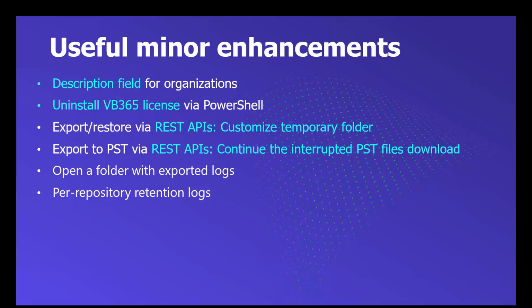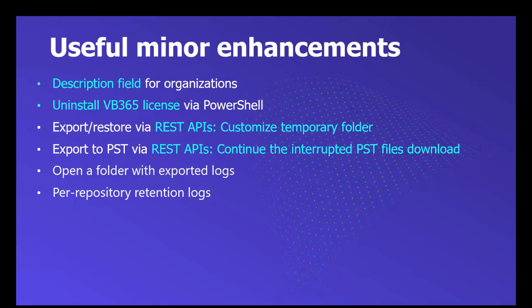Uninstalling the VB365 license via PowerShell, that's to uninstall a license from a server, which comes in handy for migration scenarios between servers. These are also interesting. The REST API for temporary folders, which is great for large environments. So if you have a temporary folder that grows too much and could overload the drive, you have these REST APIs that can help you customize the folder or export or restore it.